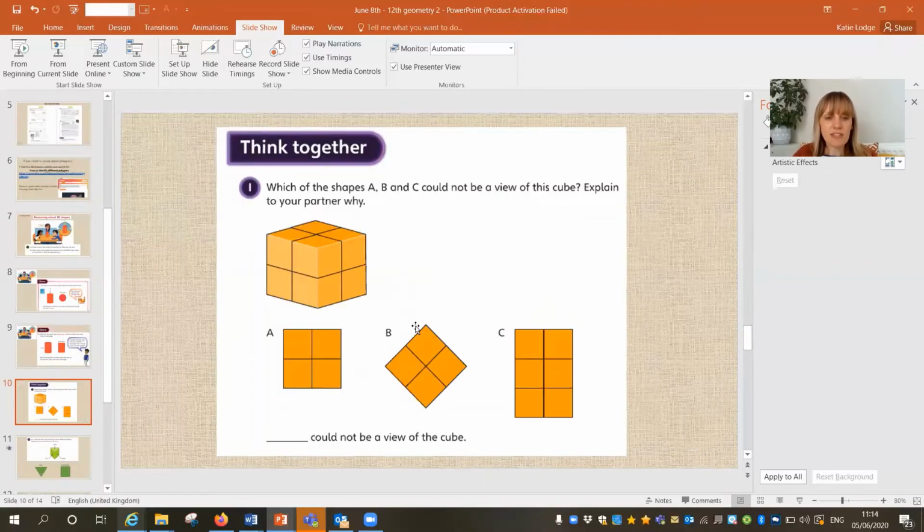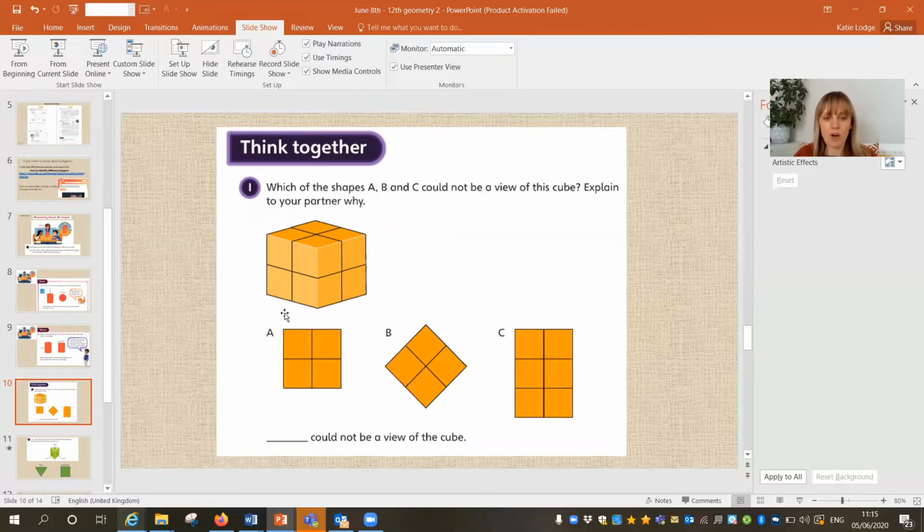So let's have a look at this Think Together. We've got a cube here, and the cube on each face has been divided into little squares. And it says, which of the shapes A, B and C could not be a view of this cube? This is one of those questions where we have to read it really carefully. I made the mistake when I first read this, that I read it as which of these could be the view, and actually it's could not. This is where it's really important to read the question and read it again and maybe highlight the important words so you answer it properly. So it's which one could not be a view of this cube?